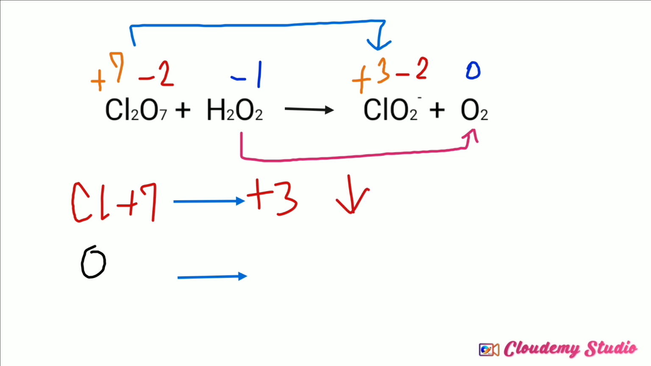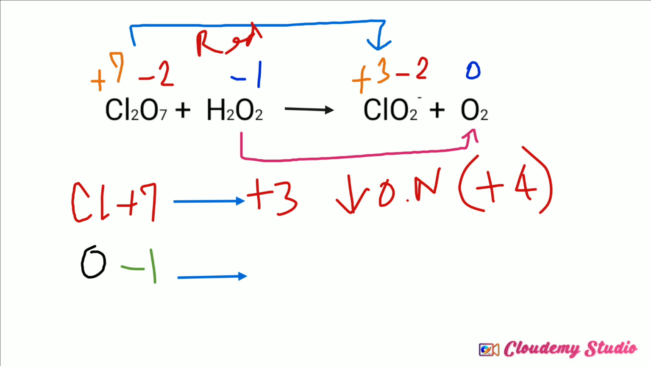Therefore, there is a decrease in oxidation number. This is reduction. Decrease in oxidation number is reduction. How much does it decrease? From +7 it decreases to +3. Therefore, the decrease in oxidation number is 4. The next oxygen atom, its oxidation number changes from -1 to 0. So here there is an increase in oxidation number.